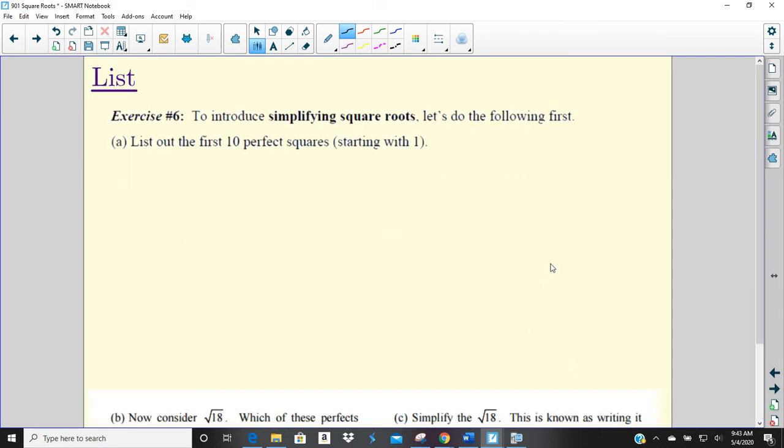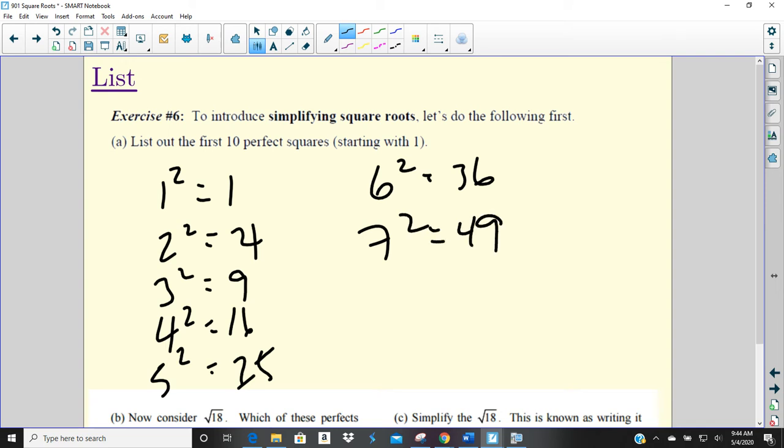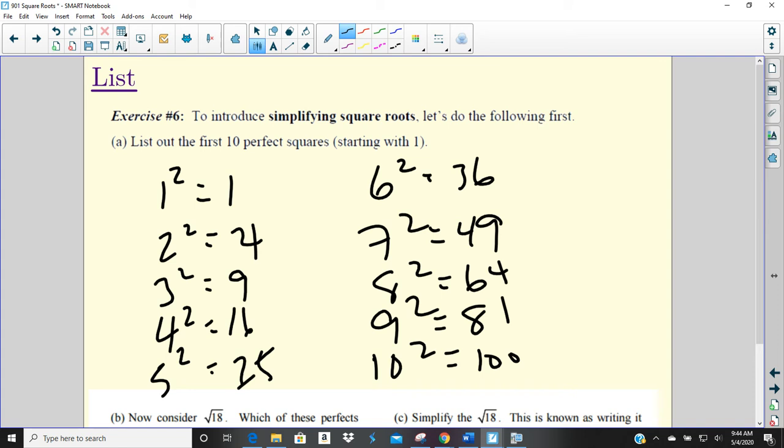All righty, let's move on. I would like for you guys to list out the first 10 perfect squares. Let me show you how you're going to do it. You're going to do 1 squared, which is 1. 2 squared, which is 4. 3 squared, which is 9. Keep going. 4 squared, 16. 5 squared, 25. 6 squared, 36. 7 squared, 49. 8 squared, 64. 9 squared, 81, and 10 squared is 100.